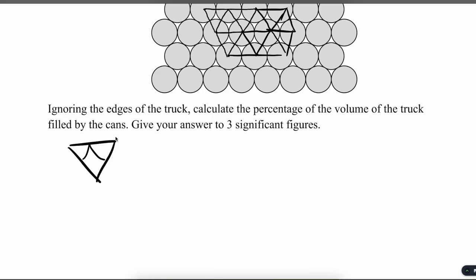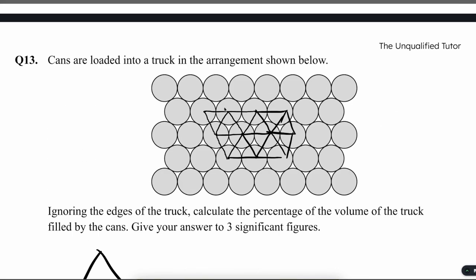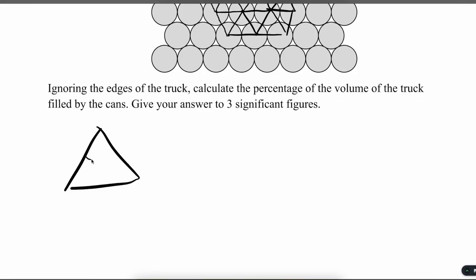Okay, so this is an equilateral triangle, because they all tessellate and they all have the same side lengths. Each equilateral triangle contains 3 arcs, like so, where each of these is R. So all we have to do is work out the percentage of this triangle that is shaded. And how do we do that? Well, let's work out the area of the whole triangle.